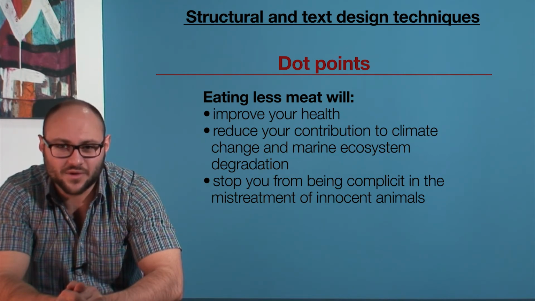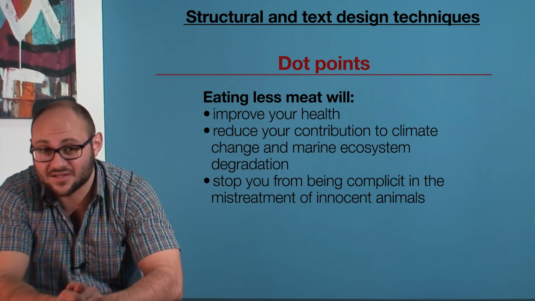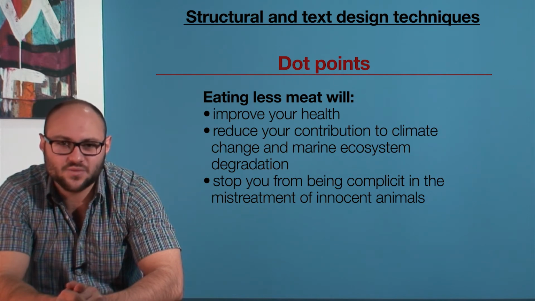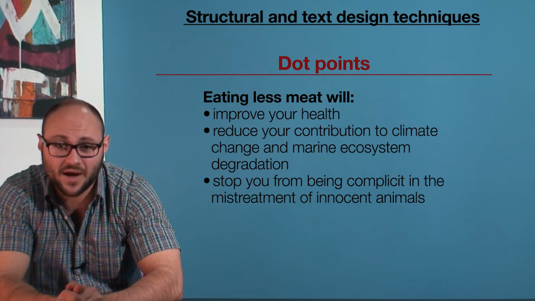By using dot points, I've highlighted the number of arguments against meat eating. I've clarified that there is more than one reason to stop. Let's take a look at another example. Pretend I'm trying to persuade you that the government should invest more money into encouraging Victorians to ride bikes.